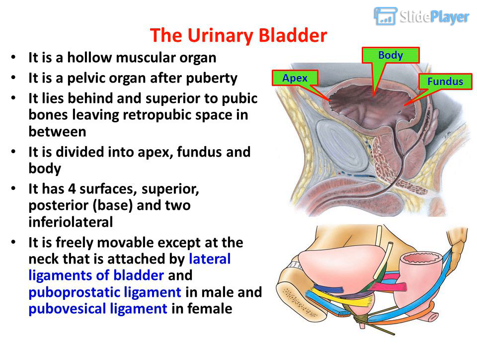It is a hollow muscular organ. It is a pelvic organ after puberty. It lies behind and superior to the pubic bones, leaving the retropubic space in between. It is divided into apex, fundus and body. It has 4 surfaces: superior, posterior, base, and 2 inferolateral.